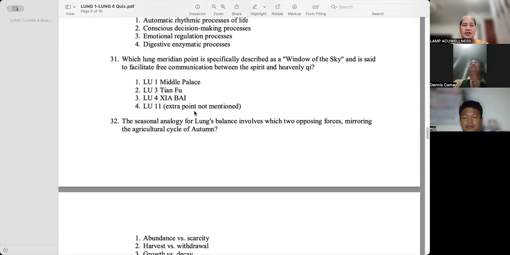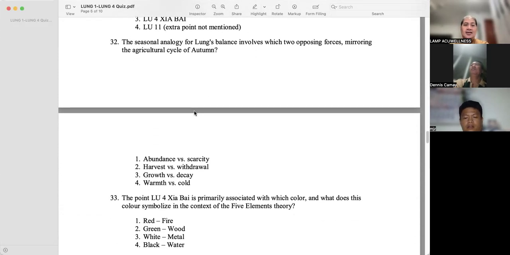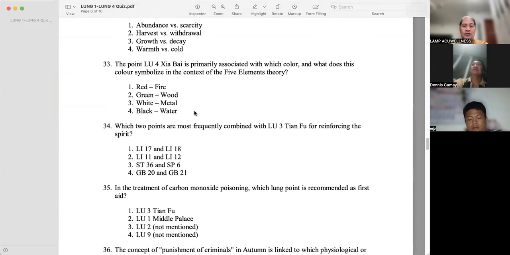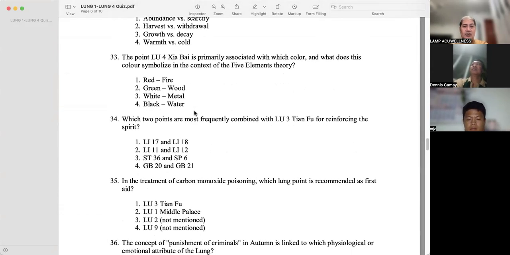Which lung meridian point is specifically described as window of the sky and is said to facilitate free communication between the spirit and heavenly qi? Lung 3 and 4. The seasonal analogy for lung's balance involves which two opposing forces mirroring the agricultural cycle of autumn? Harvest versus withdrawal.